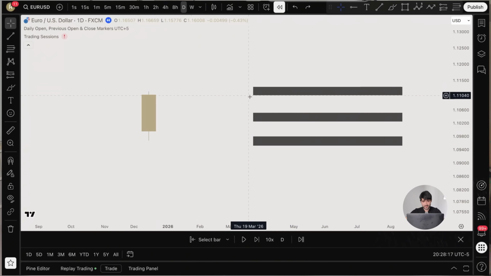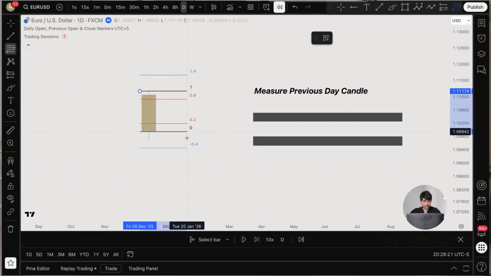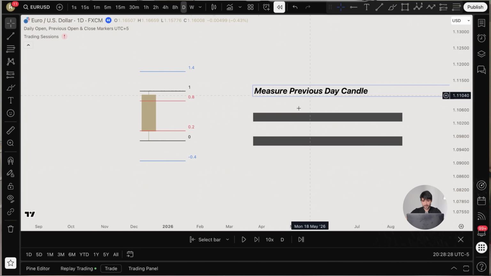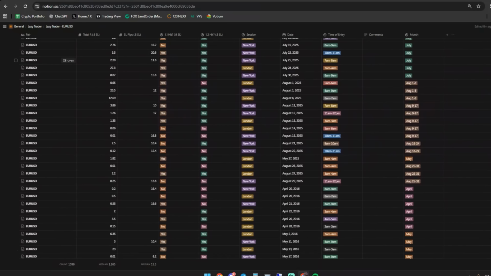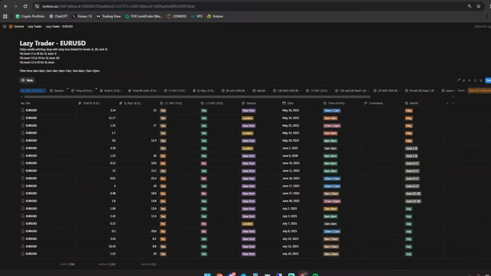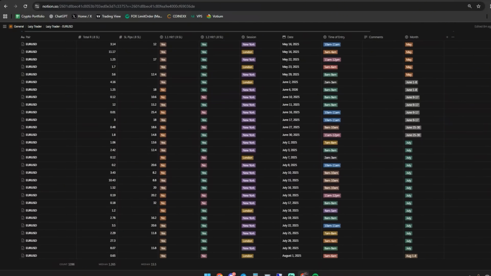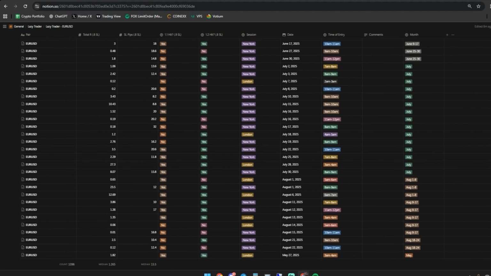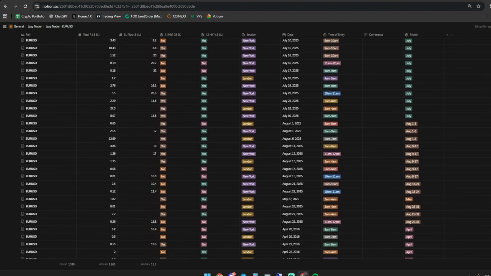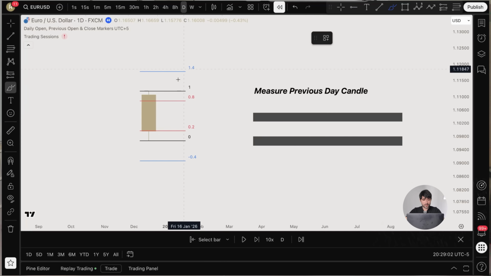So the first step for this system is going to be to measure the previous day's candle from high to low with the Fibonacci tool. And before we get further into the rules for the system, everything that I'm going to be going over is simply just data from the thousands of trades I've collected for this system. All I did was test the data like a scientist and come to a logical conclusion of how the system can actually perform profitably.